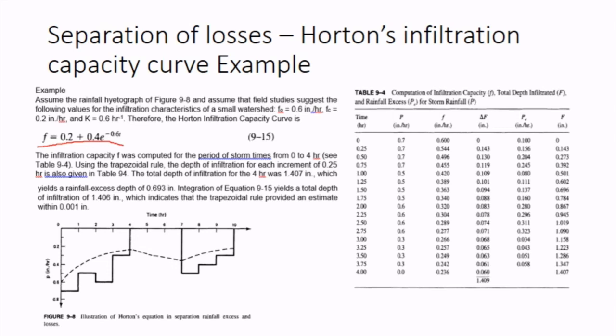What is this change in F? I think you multiply this by the time. So 0 multiplied by 0.6 is 0. 0.25 multiplied by 0.544 is this one, and so on. And then P sub E is the excess. So I think you subtract the two: 0.7 minus 0.6, then 0.7 minus 0.544, and so on.